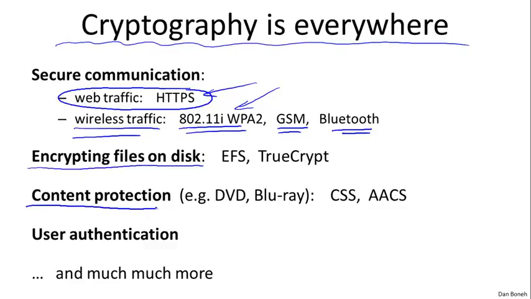It's also used for content protection. For example, when you buy DVDs and Blu-ray discs, the movies on these discs are encrypted. In particular, DVD uses a system called CSS, the Content Scrambling System, and Blu-ray uses a system called AACS. We'll talk about how CSS and AACS work. It turns out that CSS is a fairly easy system to break, and we'll do some cryptanalysis and actually show how to break the encryption that's used in CSS. Cryptography is also used for user authentication and many other applications that we'll talk about in the next segment.